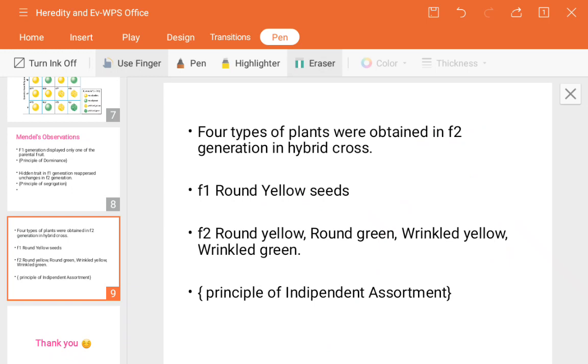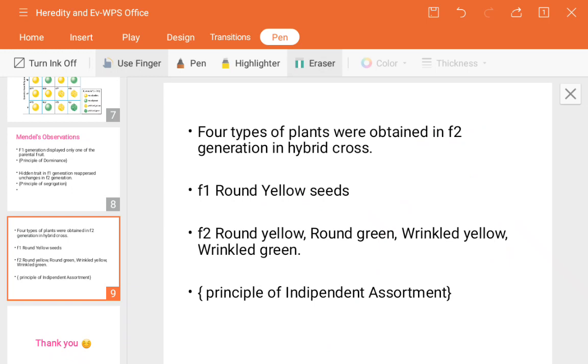Next, the 4 types of plants were obtained in the F2 generation in the dihybrid cross. Just as we have seen, the round yellow and wrinkled green when they crossed in the F1 generation. So they got in the F1 generation all plants as round yellow, is it? After that he again got confused about why the recessive traits did not appear again. So he self-pollinated.